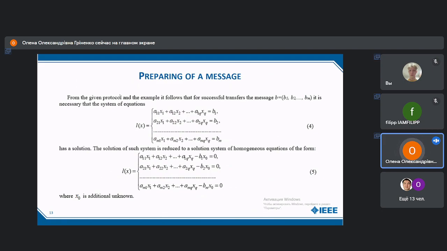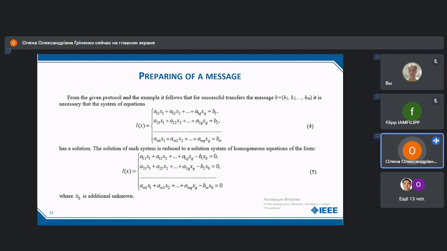Now consider the question of what the parameters of the protocol and the message to be transmitted are. From the above, it follows that our subscribers must have algorithms for constructing the defining row of the ring, which sets the isomorphism. To do this, they must have a secret channel for the transfer of the triple of numbers A, C, K, where A, C, K are the parameters of the algorithm generation, initial defining row, and isomorphism. From the given protocol and the example, it follows that for successful transfer of the message B, it is necessary that system of equations 4 has a solution.